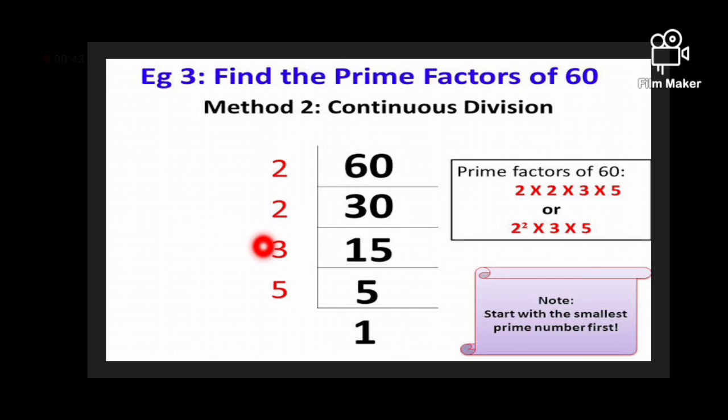So we will move towards the second prime number, that is 3. 3 5s are 15. Then 5 is a prime number. It can be divided by only 5. So 5 1s are 5. So the prime factors of 60 are 2 multiplied by 2 multiplied by 3 multiplied by 5.